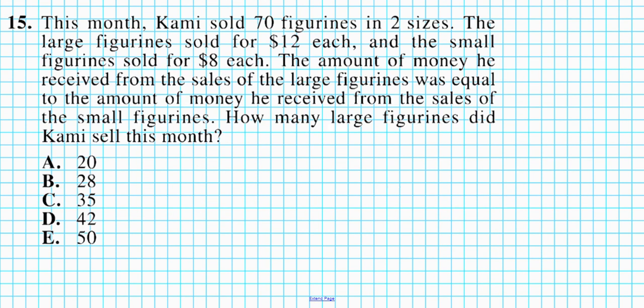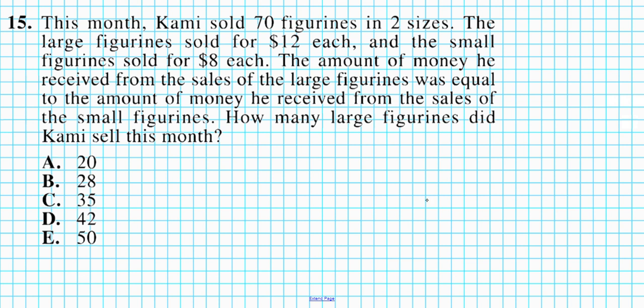All right, let's take a look at problem 15, the last one in this review installment. That reads, this month, Cami sold 70 figurines in 2 sizes. The large figurines sold for $12 each, and the small figurines sold for $8 each. The amount of money he received from the sales of large figurines was equal to the amount of money he received from the sales of the small figurines. How many large figurines did Cami sell this month?